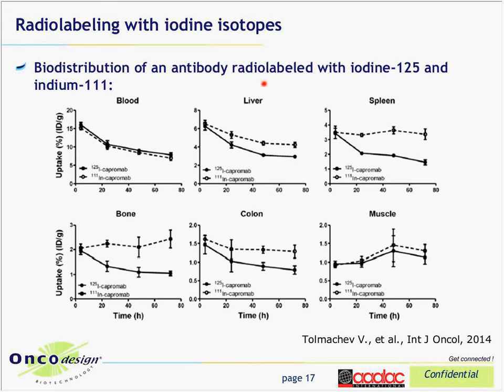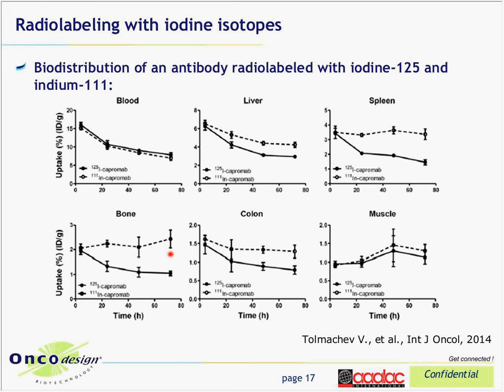Here you have an example from the literature in which an antibody was radiolabeled by two different techniques, iodine-125 and indium-111. We'll see indium-111 later. And here's the profile over time of the antibody with both isotopes in several matrices. In blood, the profile is quite similar. You can see that in spleen or bone, the profile is not similar.